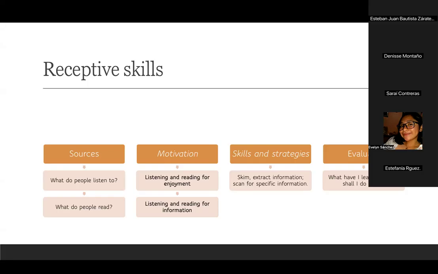And then, for instance, listening and reading for information. Probably when you go abroad or your students go abroad, they need to listen or to read for survival. There is no way for them just to say, well, I don't know what that says. I'm not able to understand something. So this is like an external reason.